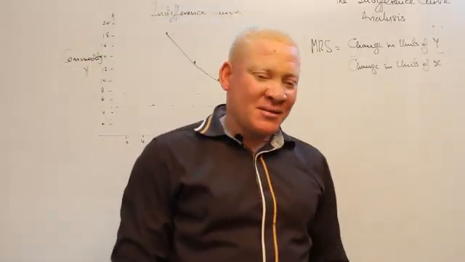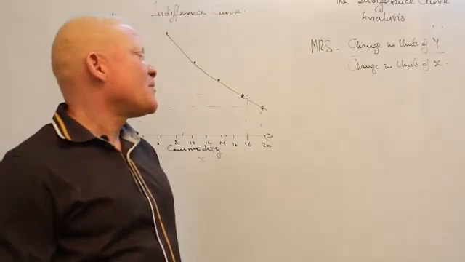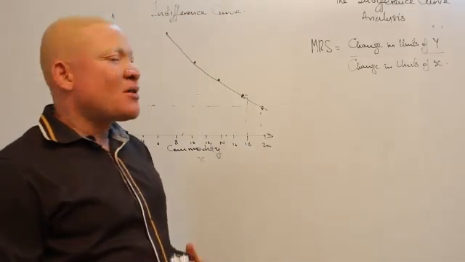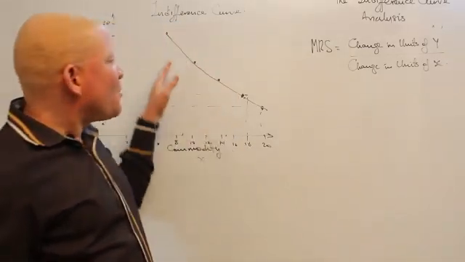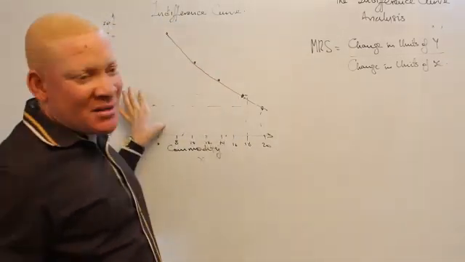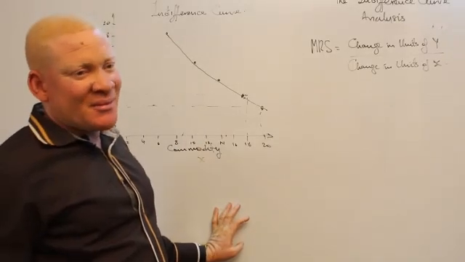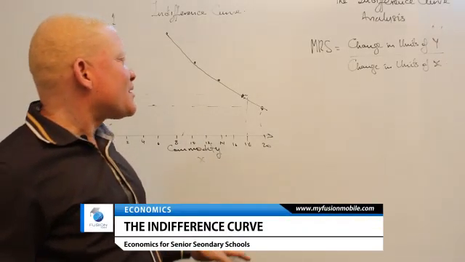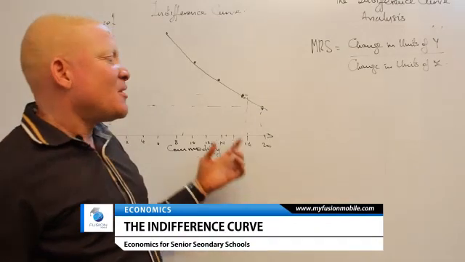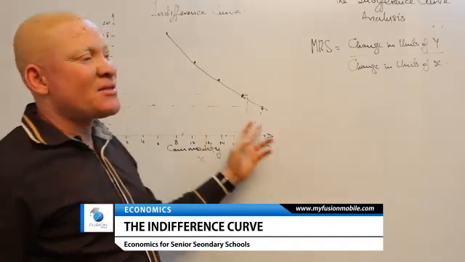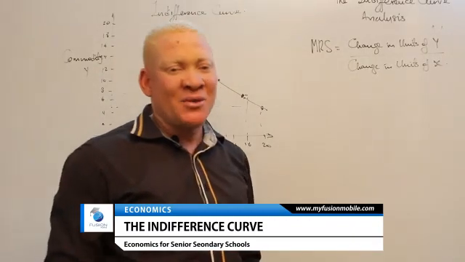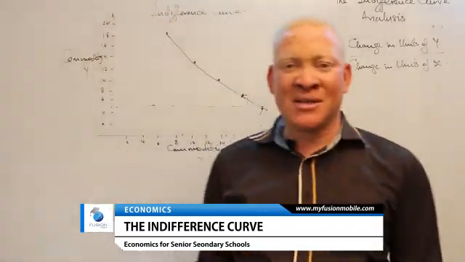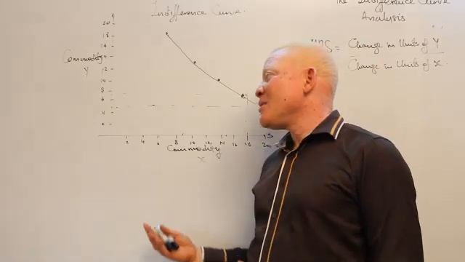Now, fourthly, the indifference curve is convex to the origin, meaning that it always bends towards the origin. The fifth thing is that the indifference curve doesn't intersect the x or y axis, because it is assumed that at every point in time you have two things that are competing with each other on your scale of preference.